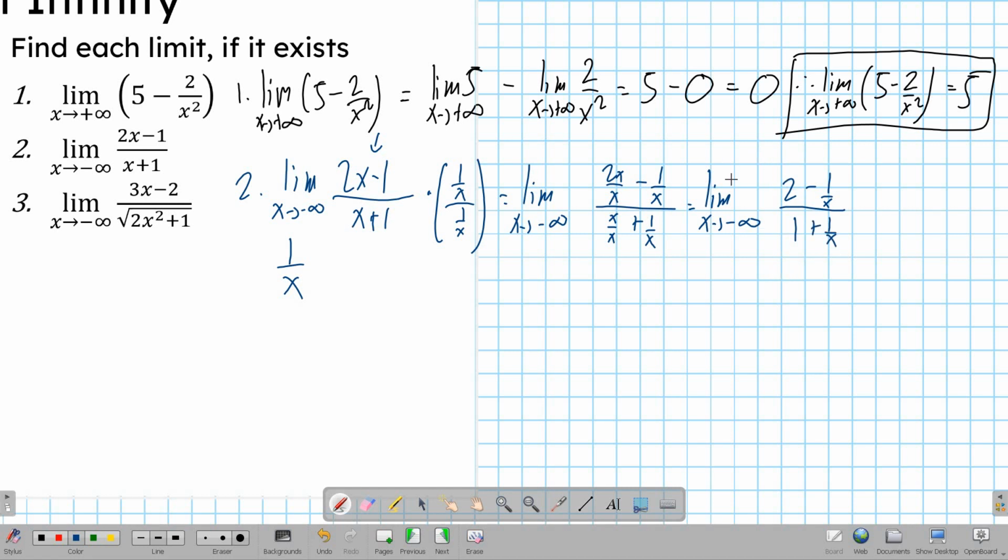If we apply the limits, the limit of a constant is the constant, so that's 2. The limit of 1 over x as x approaches negative infinity, based on our theorem, is 0. The limit of the constant 1 as x approaches negative infinity is 1, while the limit of 1 over x as x approaches negative infinity is 0. Simplifying this, this becomes 2. Therefore, the limit of 2x minus 1 over x plus 1 as x approaches negative infinity equals 2.